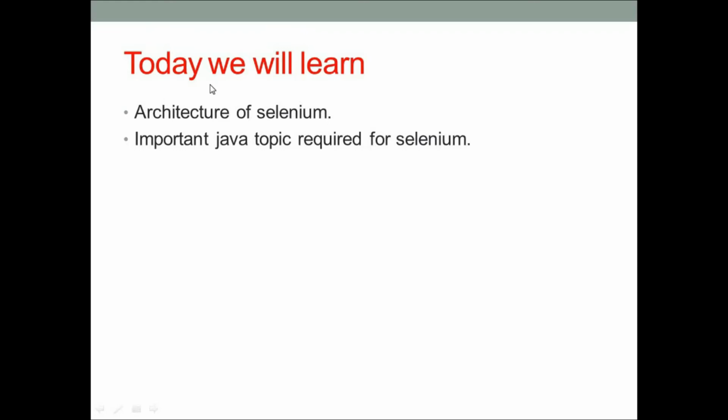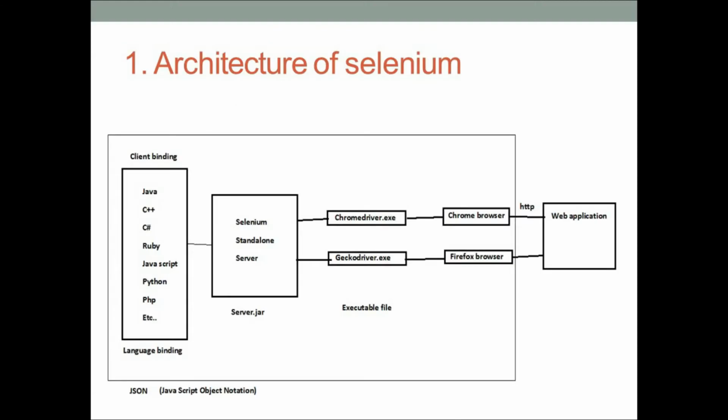I am Anand. Today we will learn the architecture of Selenium and important Java topics required for Selenium. This is the architecture of Selenium graph. Selenium WebDriver enables interaction between the browser and browser drivers. This architecture consists of four layers, namely the Selenium client library and JSON wire protocol, browser drivers, and browsers.